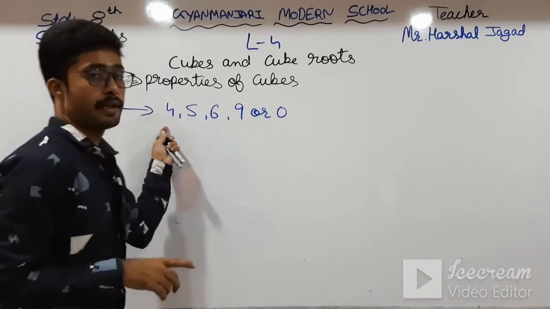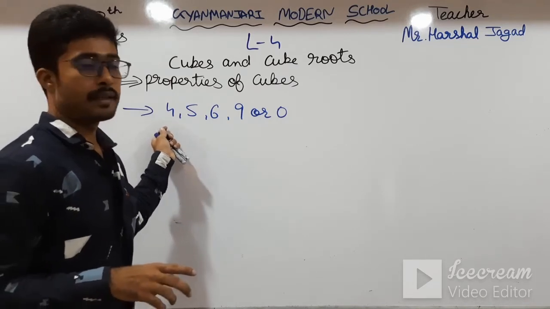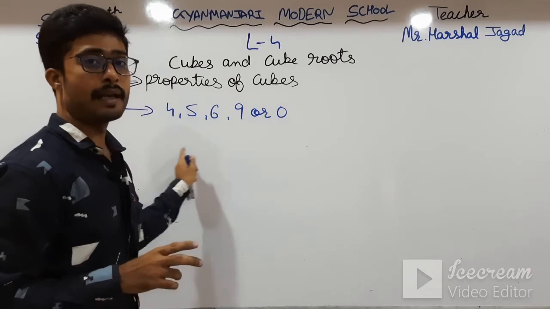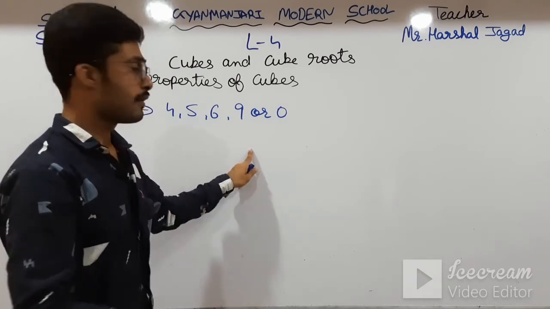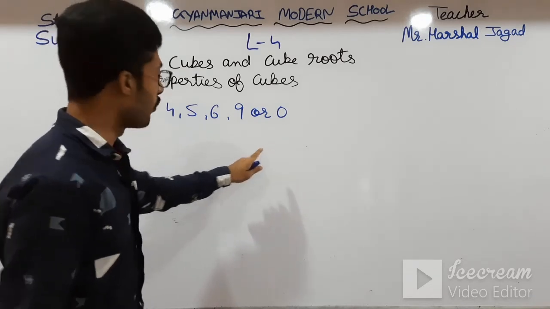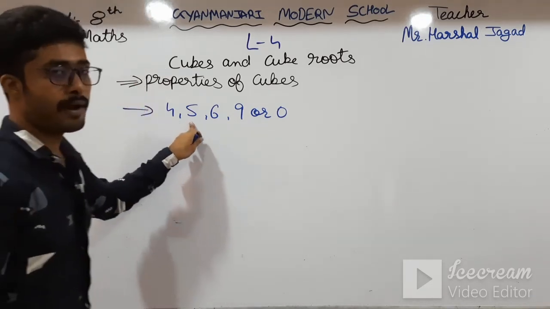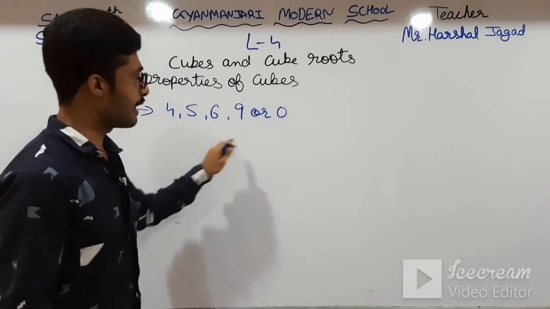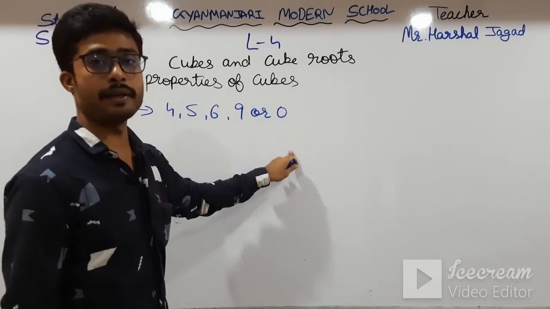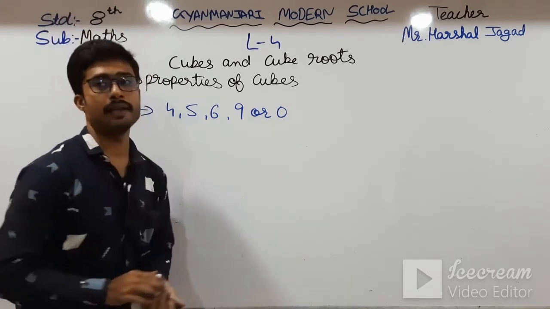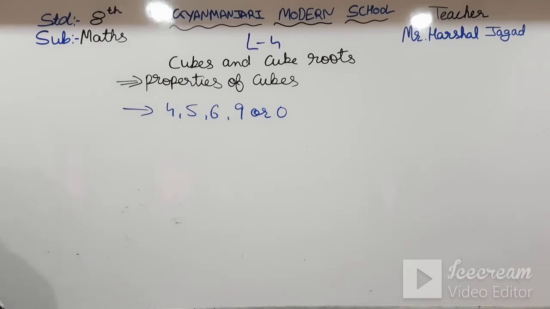If we cube a number which has unit digit 4, then its cube will also have the unit digit 4. If we cube 25, its unit digit is 5. Okay students, then also its cube has the last digit 5. So this is the next property. Here are some of the examples of it.